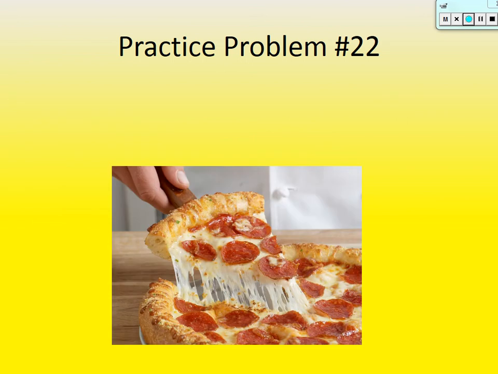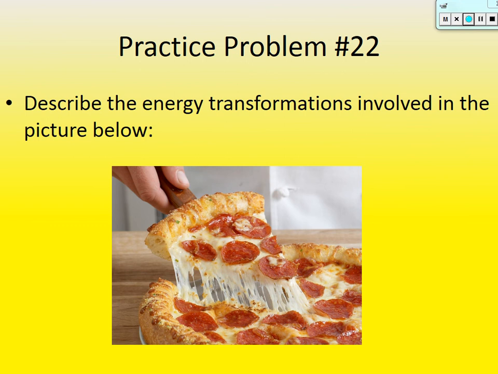Okay, we're almost done. We're almost there, guys. Practice problem 22. This is a pizza. What should we say? Stuffed crust. Ooh, I love stuffed crust pizza. What kind of energy is there, though? Happiness. It gives me energy to do anything.